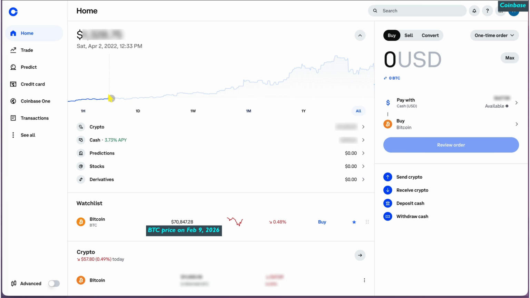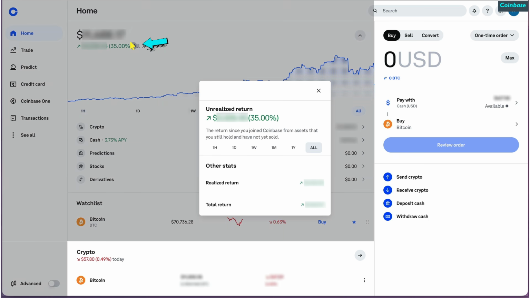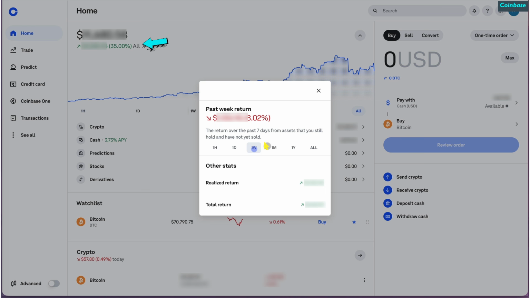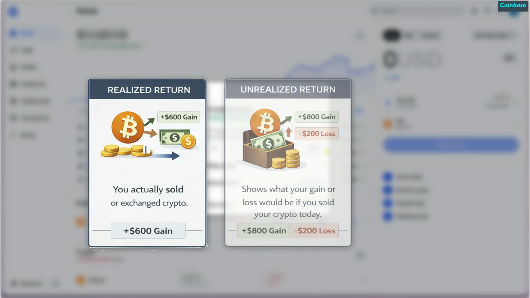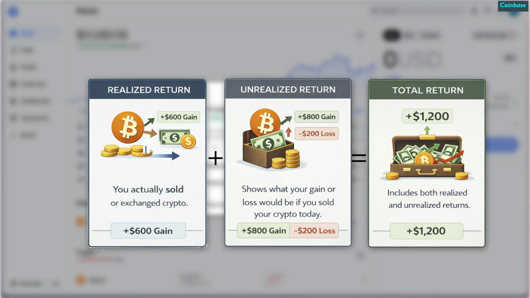You can select the all or lifetime option and scroll along the graph line to see your investments, deposits, and overall performance over time. To check your returns, click the return number below your portfolio value and select a time period. Realized return means you actually sold or exchanged crypto. This reflects completed transactions. Unrealized return shows what your gain or loss would be if you sold your crypto today, even though no actual sale took place. Total return includes both realized and unrealized returns.